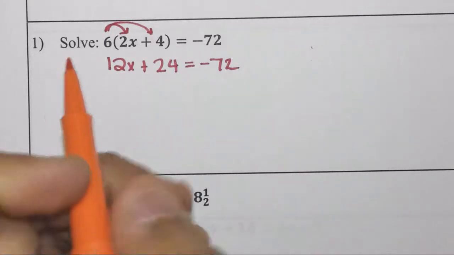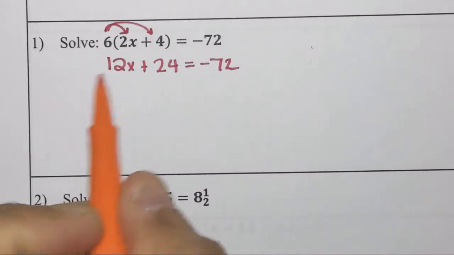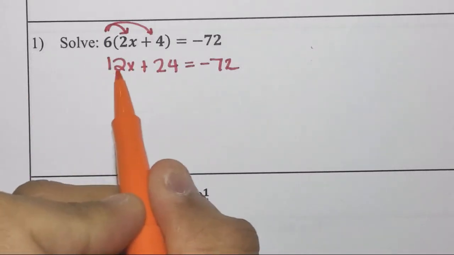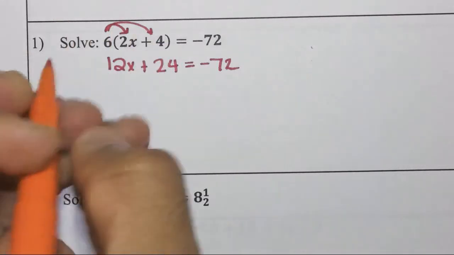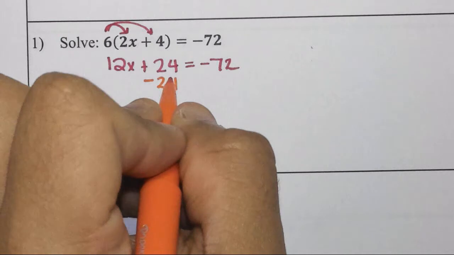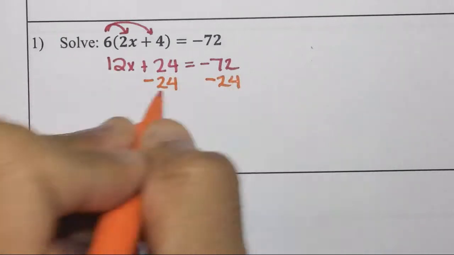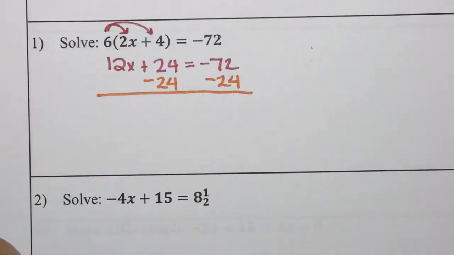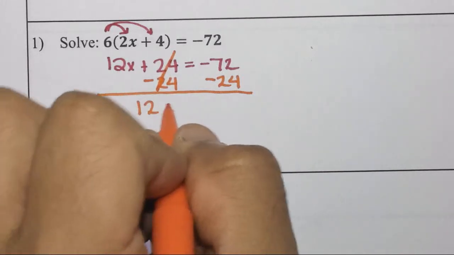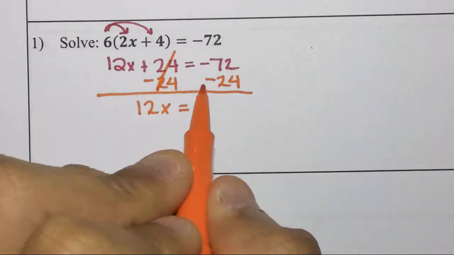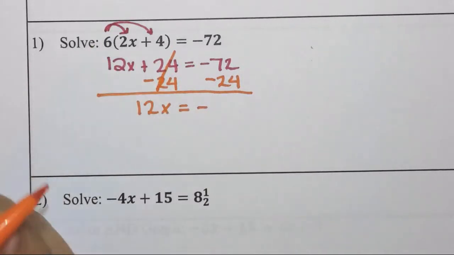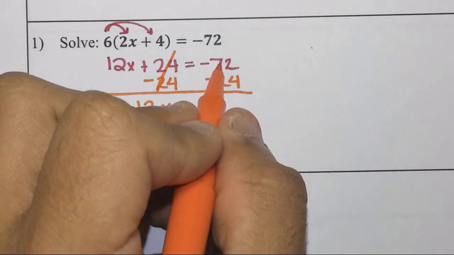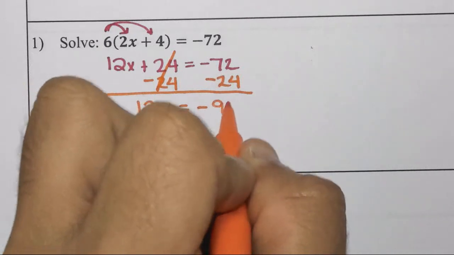Okay, the whole goal is to solve for x. What's in the way is that positive 24. The only way to get rid of a positive 24 is to subtract 24 on both sides. At that point, this cancels out, so you're left with 12x is equal to, you have two negatives, so when you add two negatives, you get a negative, and that is negative 96.